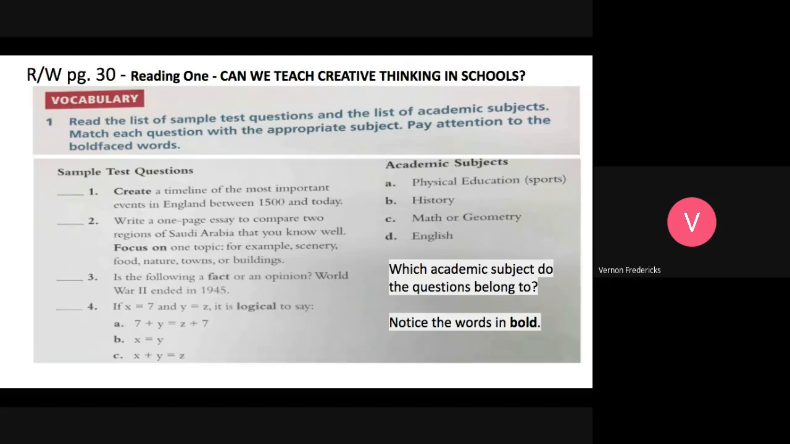So with what subject does it basically go with? A, B, C, or D? What do you think? Okay, quickly, 10 seconds, think quickly. Okay, I would say English, because you are writing a paragraph comparing the two regions. So it cannot be sports, it's also not history, because the things that you have to write about are the scenery, what it looks like, the food, the nature, the towns, or the buildings. So it's basically about English, I think. It's not math. It's also not history.